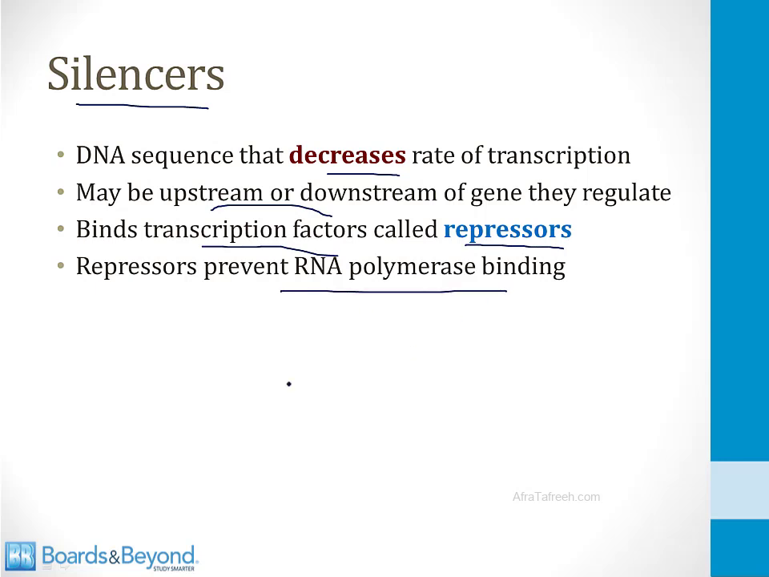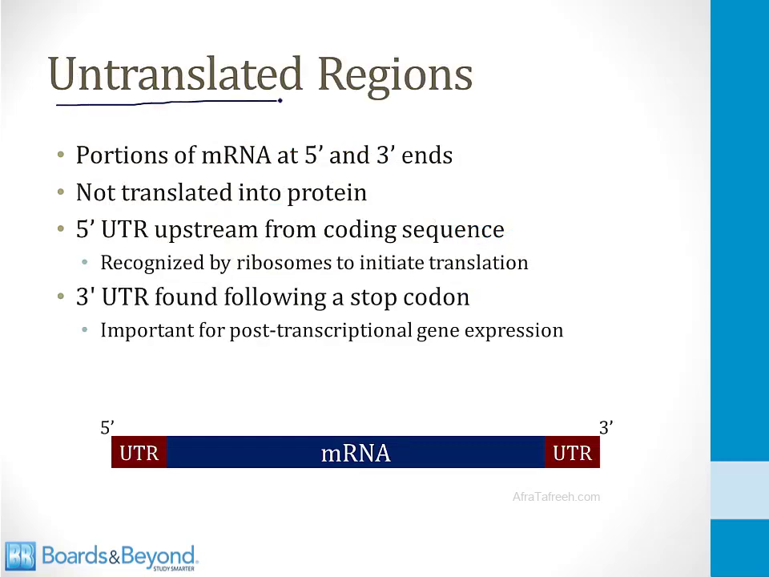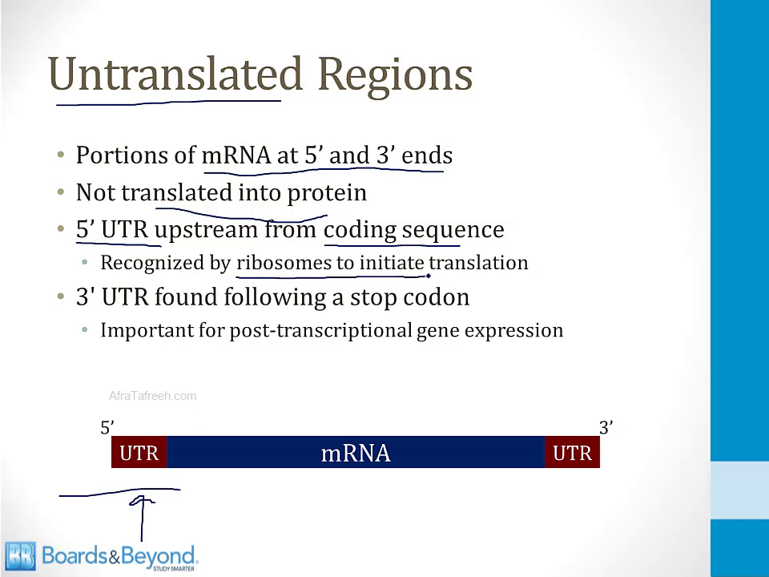Untranslated regions, as the name implies, are portions of an mRNA molecule found at the 5' and 3' ends that are not translated into a protein. At the 5' end, there's an untranslated region that is upstream from the coding sequence, as I've shown at the bottom of the screen. That's this untranslated region here on the left. And this untranslated region is important because it's recognized by ribosomes to initiate the process of translation.